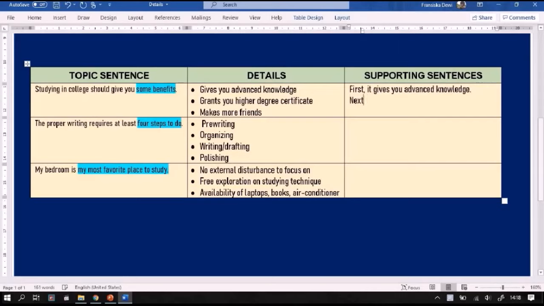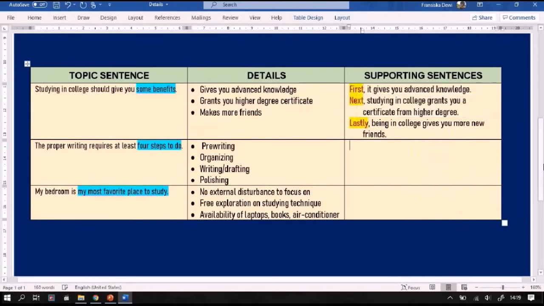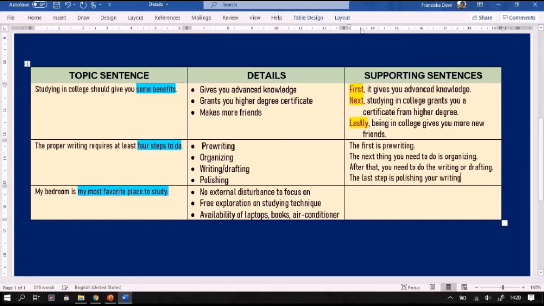Alright, now we are going to develop the previous details that I have already made before. Based on the details that we have made previously, we are making the supporting sentences. Once again, you have to remember that sentences consist of subjects and verbs. So here are the supporting sentences in complete form together with the transitional signals. For the first topic sentence, I give you the example in the form of adverbs. The second in the form of phrase, and the last one is the combination of both adverbs and phrases.